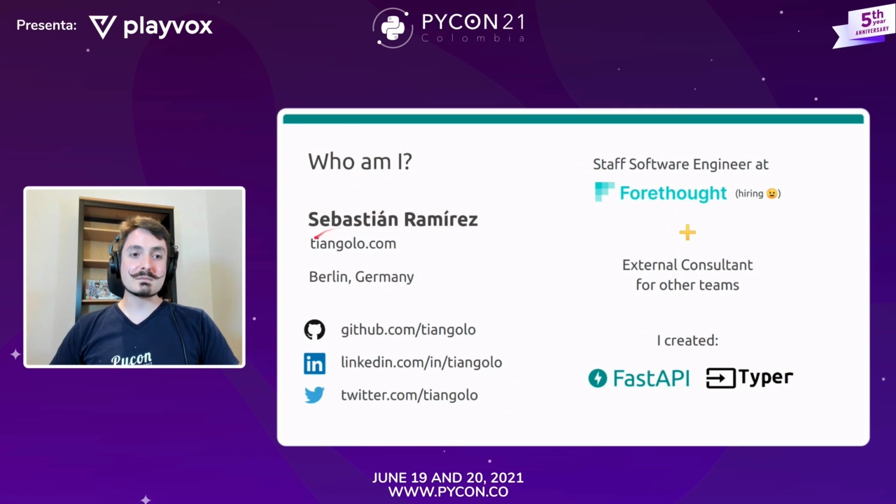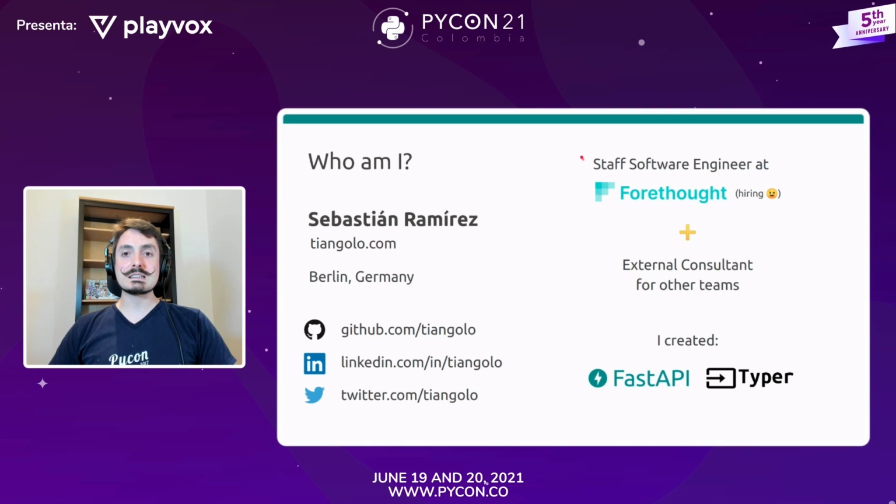First, a little bit about me. I'm Sebastián Ramírez. You can find me on the web, GitHub, LinkedIn, and Twitter. I'm currently in Berlin, Germany, so it's actually midnight for me. And I create FastAPI and Typer, which are open source tools.